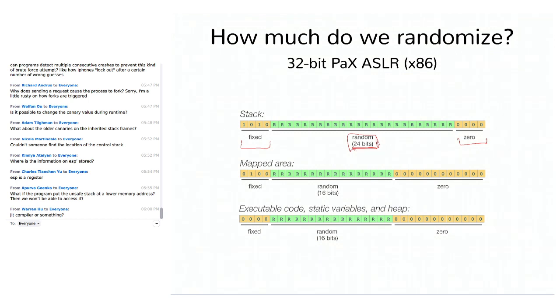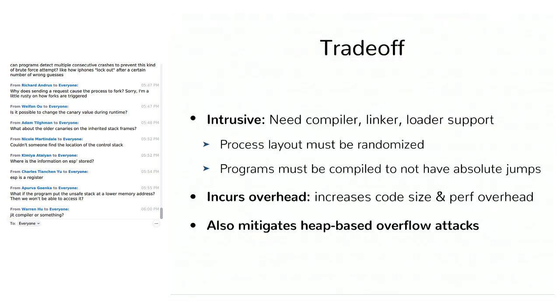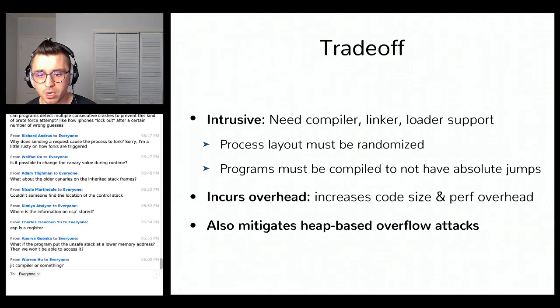The mapped area or the shared library area, we're going to randomize 16 bits. So we're going to fix the bits on the bottom there, and we're going to fix, again, the top ones here. And then finally, for the start of the text segment, we're going to, again, randomize 16 bits and keep a bunch of the most significant bits and least significant bits fixed to zeros. So we're randomizing the stack by 24 bits, the libc or mapped region by 16, and the text segment by 16 bits. Now, what are the trade-offs of doing this?